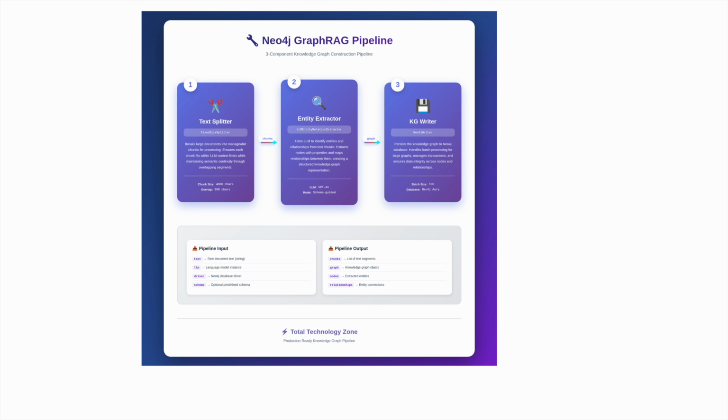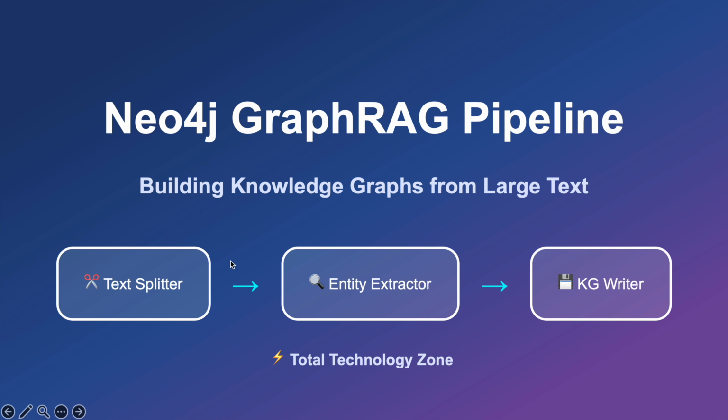Let's say we are going to build a knowledge graph ingestion pipeline, where the text splitter, entity extractor and knowledge graph writer will each act as a separate individual component, and all these components will be added into a pipeline. First, the text splitter component will split your text and get the chunks. Then the chunks will be passed to the entity extractor. It will give you the lexical graph, and then this graph will be passed to the kg writer component and you will get a final graph.